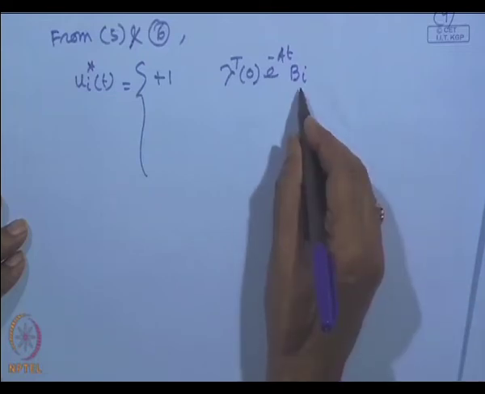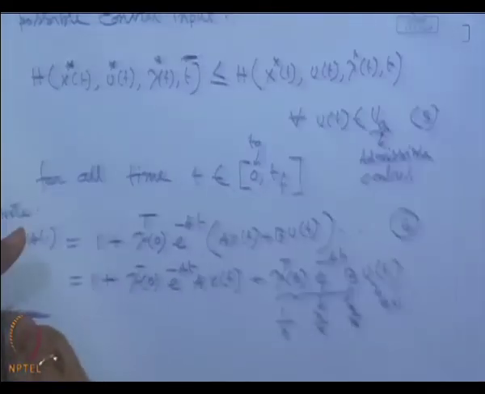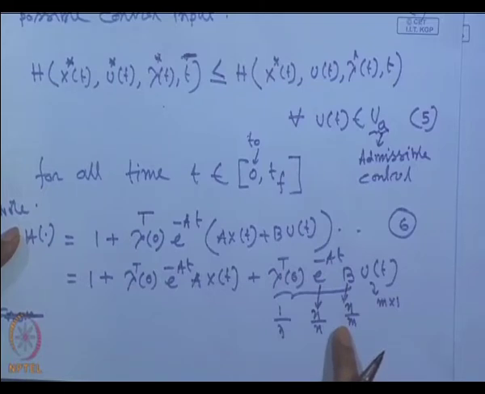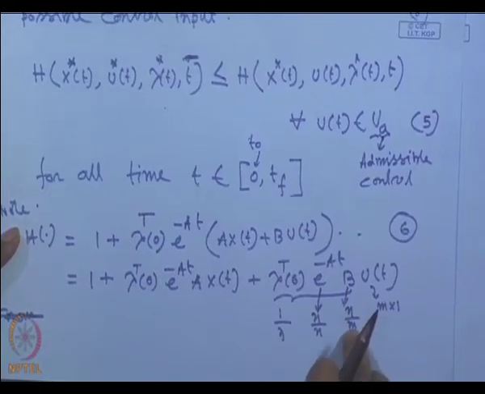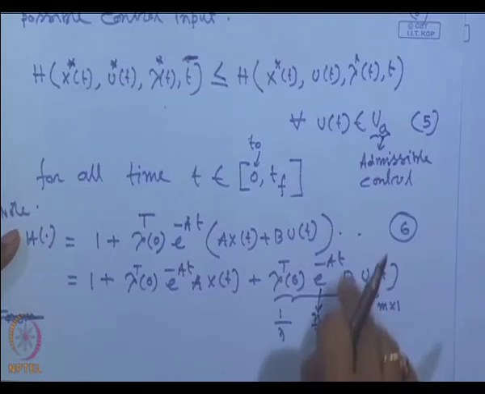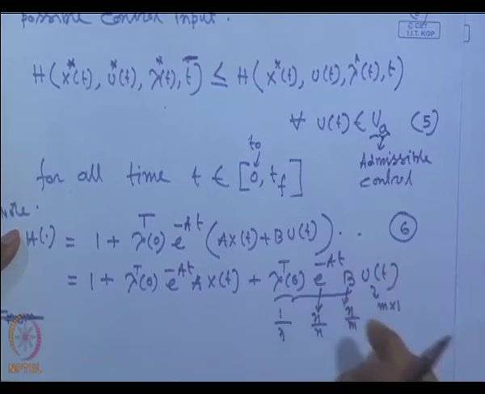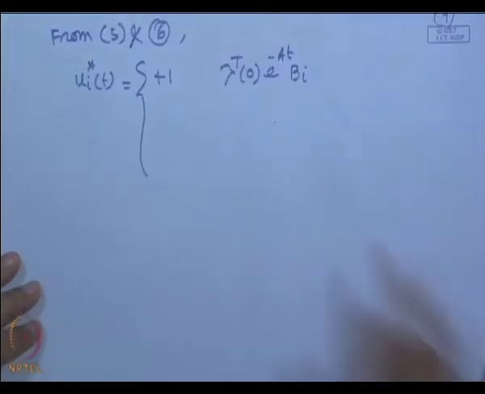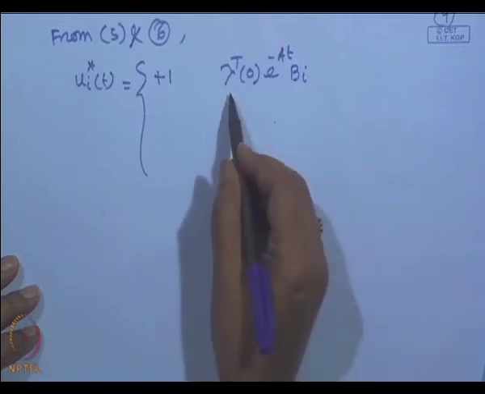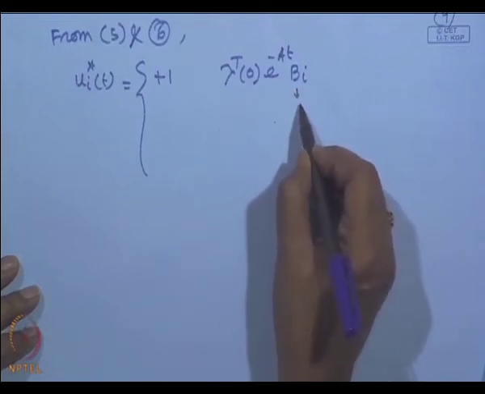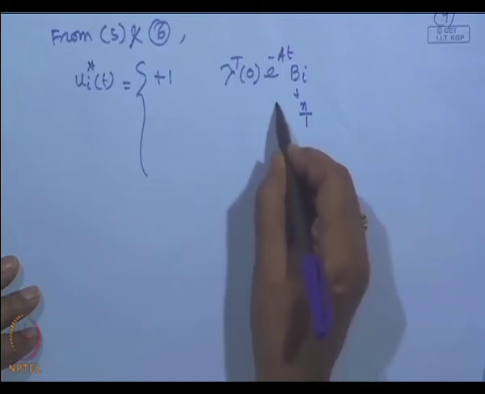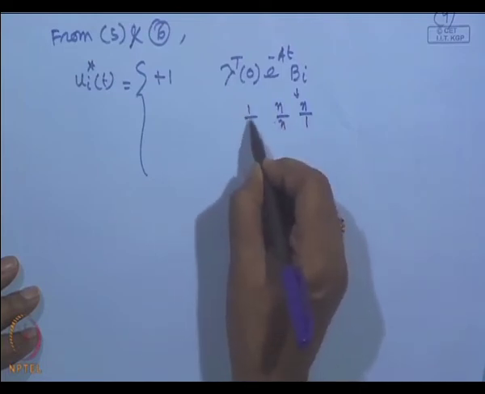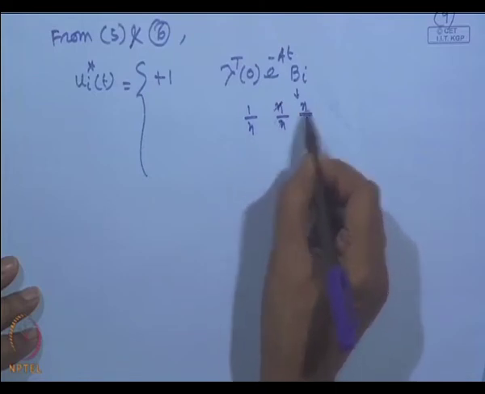What is I? B is a matrix; how many rows are there? N rows, m columns. So the first column of B is B 1, the second column of B is B 2, and the ith column of B is B I. So I am writing this, and what will this be? This is n rows, 1 column, and this is n by n, and this is 1 by n. So this will be a scalar quantity.